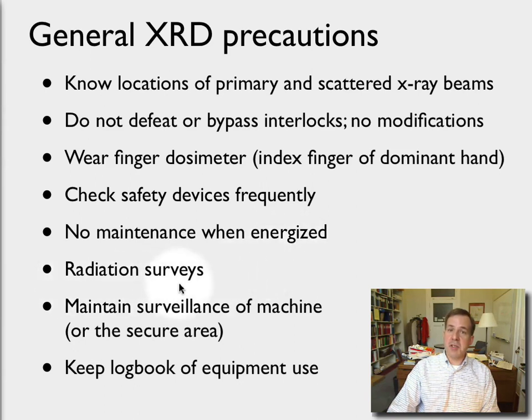We do regular radiation surveys with a radiation meter. When we're using the x-ray diffractometer, we maintain surveillance of the machine so that we ensure that no one accidentally wanders in and could potentially expose themselves, somebody who is untrained. An alternative to this is simply to secure the area by locking the door to the lab. And finally, we keep a logbook of equipment use, including notes about any unusual or unexpected behavior of the equipment, so that we have some idea if things start to go wrong.